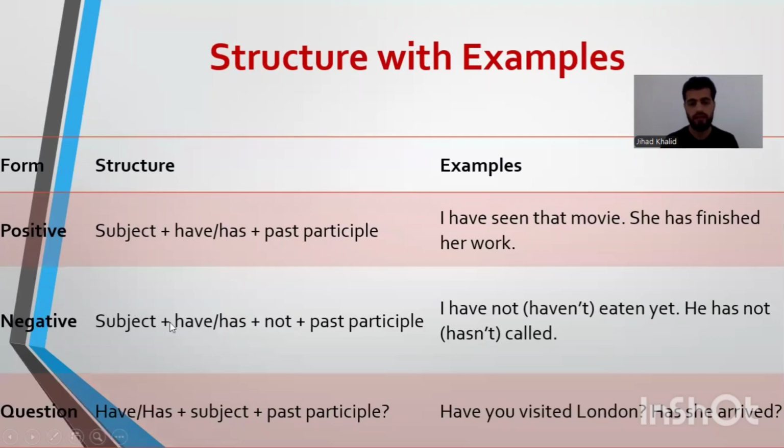For negative, subject have, has the same, only we add not. Okay? After have and has, we add not, and then past participle. I have not or I haven't eaten yet. He has not or he hasn't called. Question, have and has, we put them at the beginning of the sentence. Have, for example, have you visited London? Has she arrived? So have and has at the beginning.